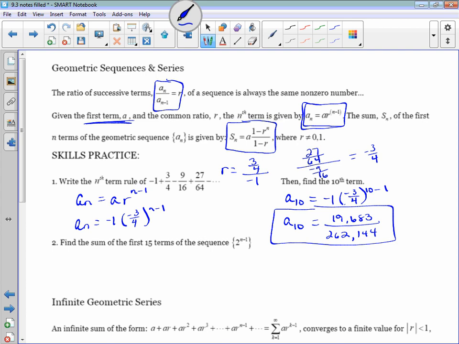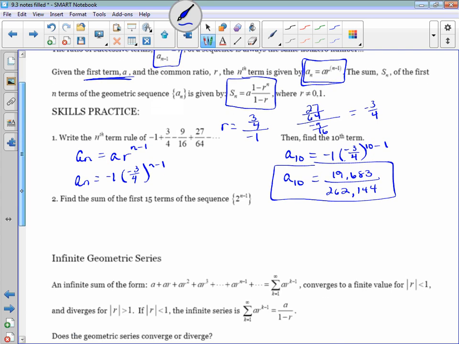19,683 over 262,144. So Claude, does that make sense what I'm saying, how you can get the fraction? You just have to do it in parts. I know it's annoying. All right, we okay with that one? Okay.